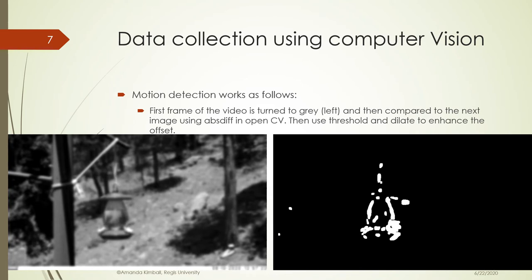Here is how the motion detection works. The first gray image, shown at left, is compared to subsequent gray images to create a differential, and this is then enhanced and displayed at right. The bright sections within the video are areas of motion.